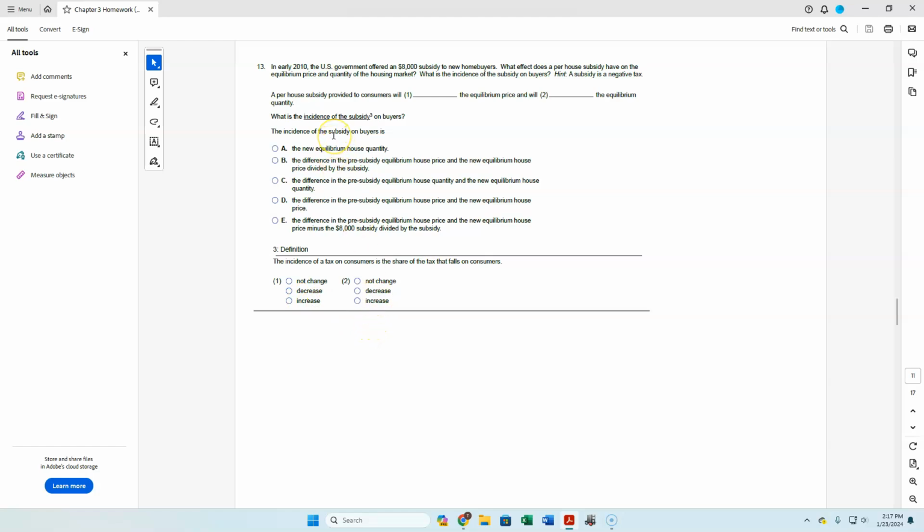Then in terms of who gets that subsidy, or how would it look? Well, the way that it would look is that it's going to be the difference in our subsidy from our pre-subsidy time period to our post-subsidy time period, so the new equilibrium, but then we have to take out the $8,000.